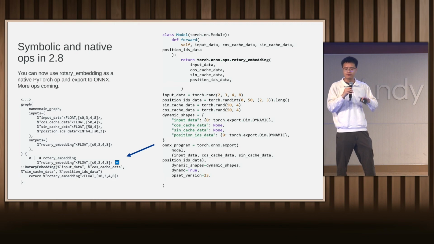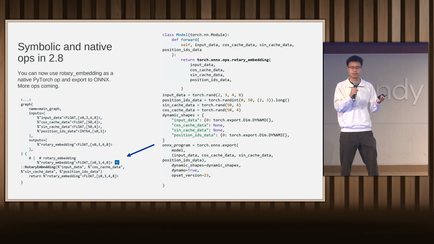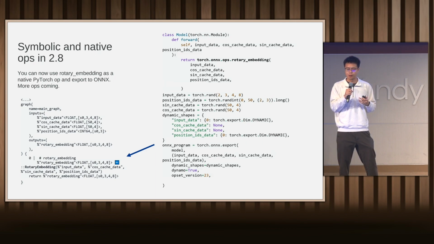What is now even better is that we have implemented some operators as native PyTorch operators. The first example is this rotary embedding. With Torch ONNX Ops rotary embedding, you can now just use it directly in your nn.Module and run it natively as whatever PyTorch program that you have. It's compatible with the Torch export logic. It's also compatible with the run decomposition API.